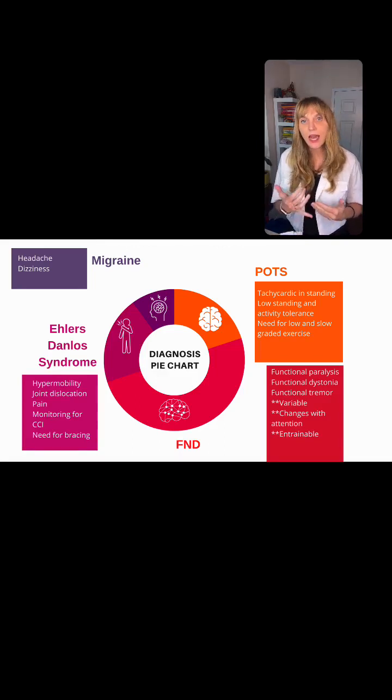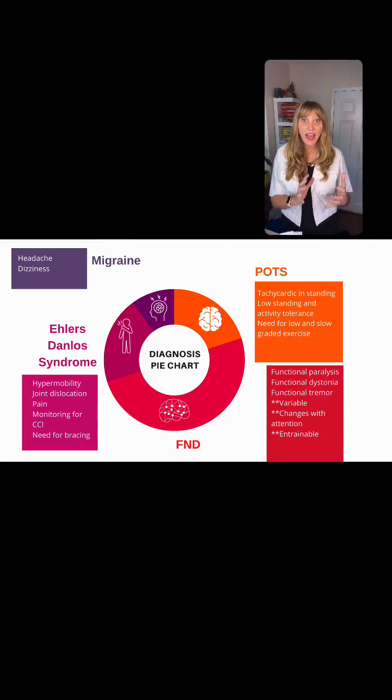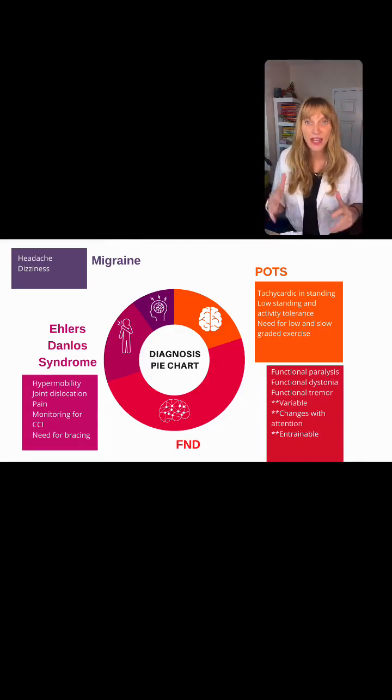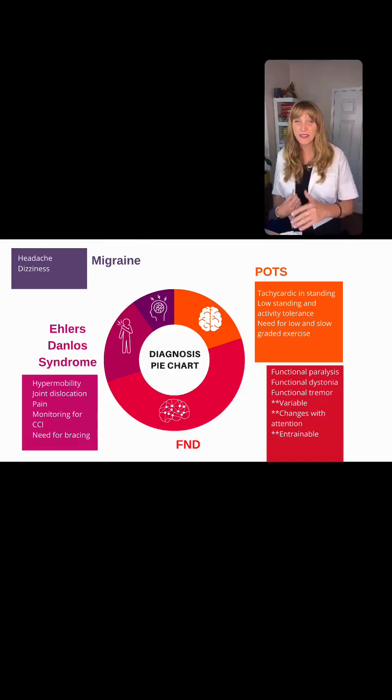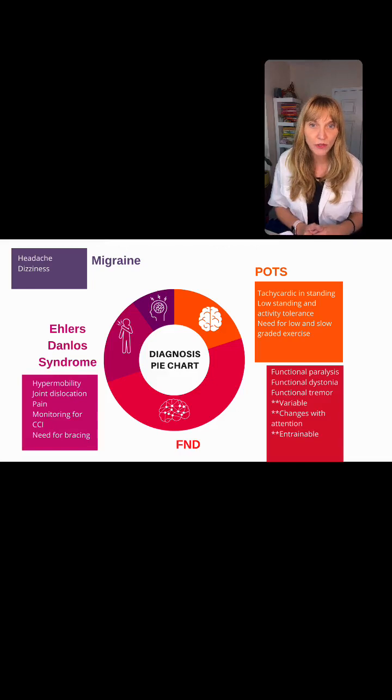When we're talking to them, we often hear things like migraine. We do hear that they might have a hypermobility disorder like Ehlers-Danlos syndrome. They might have dysautonomia like postural orthostatic tachycardic syndrome. And they have an FND. Those things are not FND. Migraine is not. Hypermobility is not. POTS is not. But all of those things can contribute.